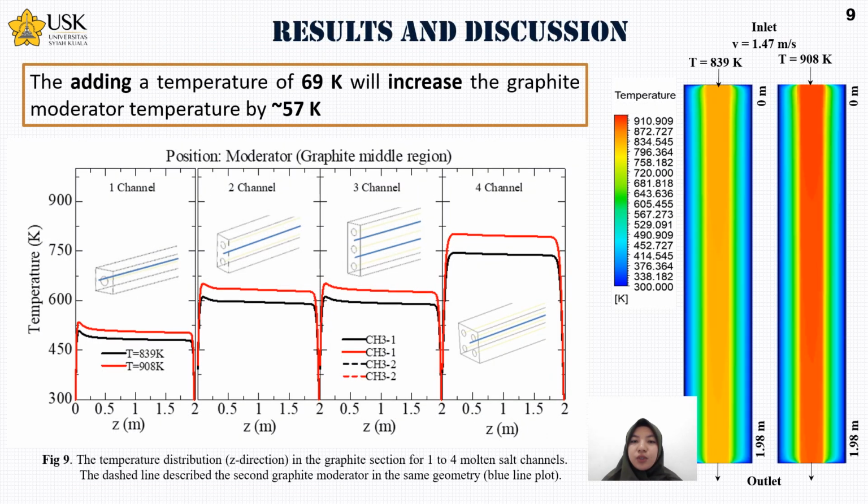In this slide, I would like to show you the temperature distribution in the Z direction with inlet temperature variation. The figure shows the difference in the color spectrum in the Z direction, and the data I took from the blue line, and then I plot in this graphic. Based on figure 9, we can see the graphite temperature increases with the increase of input temperature, and we know that adding 69 Kelvin will increase the graphite temperature by 57 Kelvin.